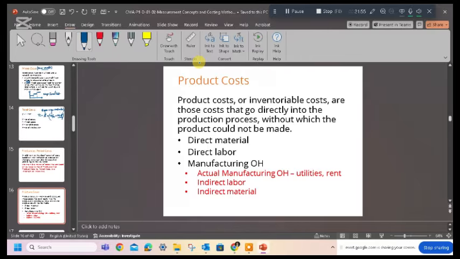Can you see here? Direct material, direct labor. So these two are direct. Then manufacturing overhead. Actual manufacturing overhead, utilities, rent. Indirect labor means factory manager's salary, factory accountant, factory cleaning staff. That is indirect labor. Indirect material means any stationery used in the factory, any cleaning materials used in the factory. Those are materials, but not direct, indirect. Okay.